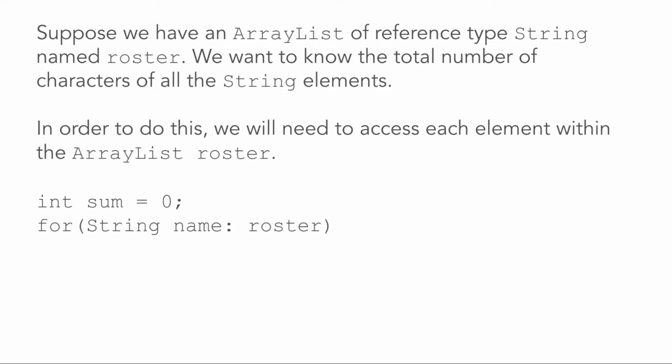Our array list is storing elements of type string. Our enhanced for loop variable must be of the same type as the array list. I personally like to give a name that reminds me what this variable represents. In this case, it represents one name within the roster list. We will then call the array list we are traversing, in this case roster. This time, the enhanced for loop variable is called to access each element within the array list roster. We will count the number of characters it has and add that to be stored in the variable sum.